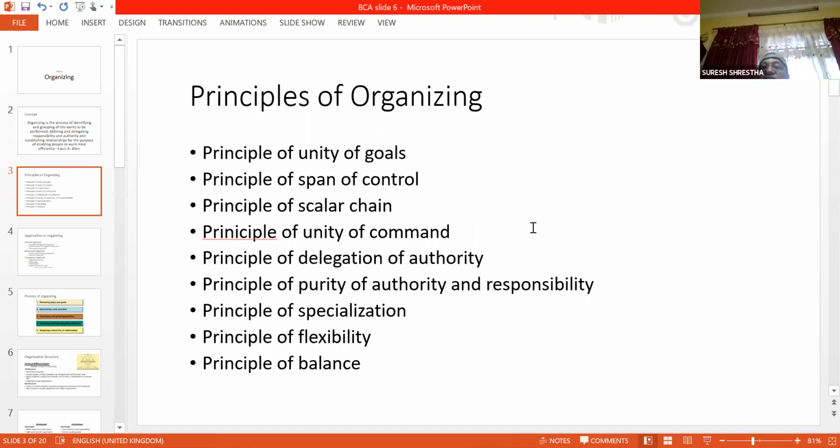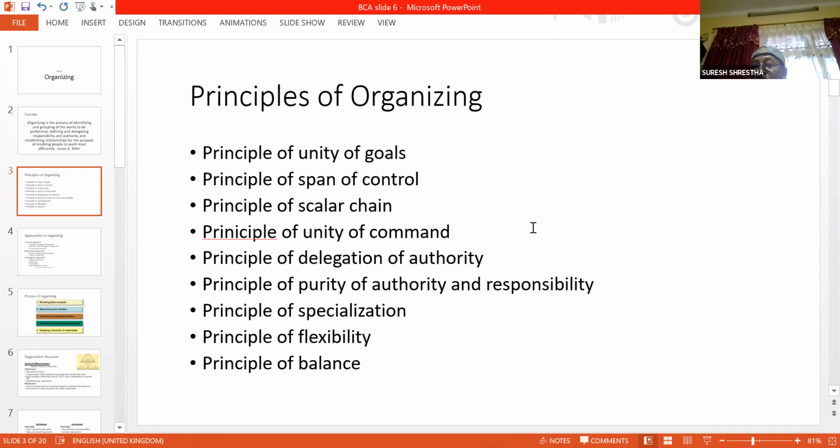Unity of command means the command to you has to come from one single source. If you are working in an organization, you have to have only one supervisor or one boss to command you. If you have multiple bosses on top of you, that will not bring effectiveness in the work that you perform. You cannot have two or three bosses above you. You can only have one boss to command you. So that is the unity of command. When you are organizing, these things have to be taken into consideration.